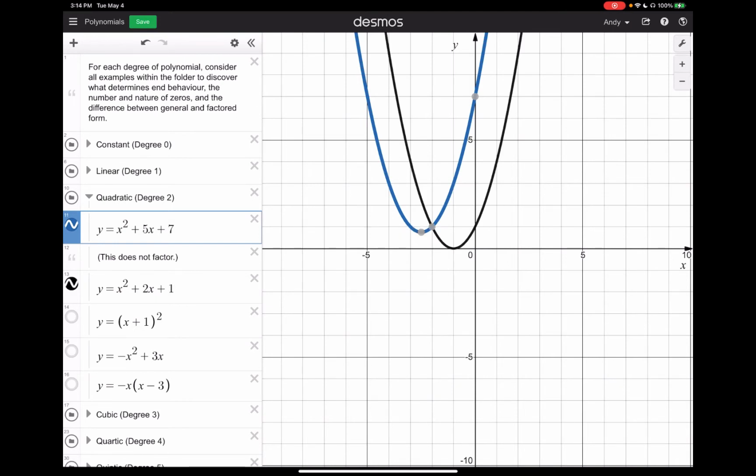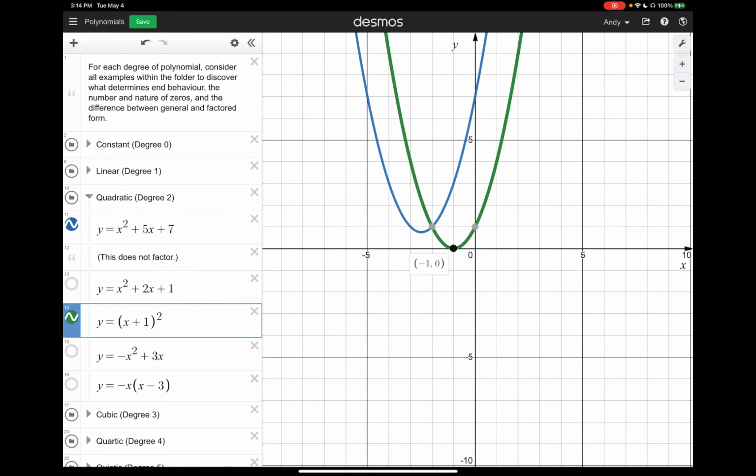On the other hand, if you take a look at this black graph, you'll notice that it has 1 zero. And the 1 zero can be easily identified from this form. So if I just hide that black graph and look at the green graph, it's exactly the same, but it's in factored form. So the x plus 1 squared corresponds to the zero being at negative 1. So opposite of plus 1, minus 1, that's where the zero is. Now there's only 1 zero for this particular function.